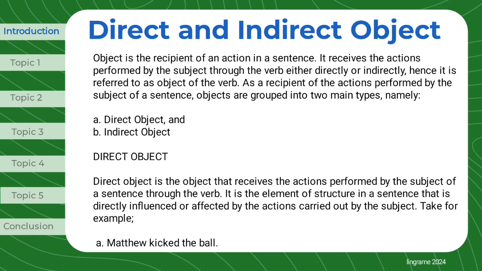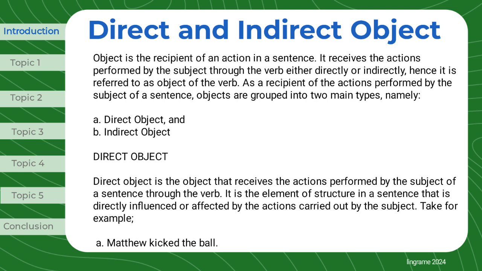Direct object and indirect object in English grammar explained with illustrative examples. Object is the recipient of an action in a sentence. It receives the actions performed by the subject through the verb, either directly or indirectly, hence it is referred to as object of the verb. As a recipient of the actions performed by the subject of a sentence, objects are grouped into two main types, namely, direct object and indirect object.